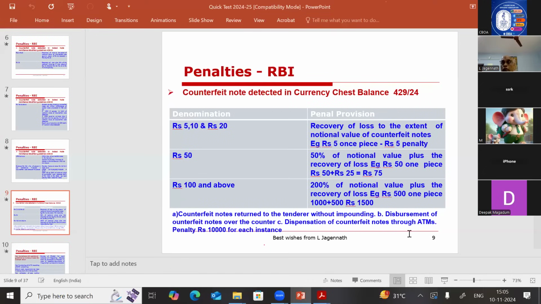That is counterfeit notes deducted in the soiled note remittance. Now, counterfeit notes deducted in the currency chest balance.